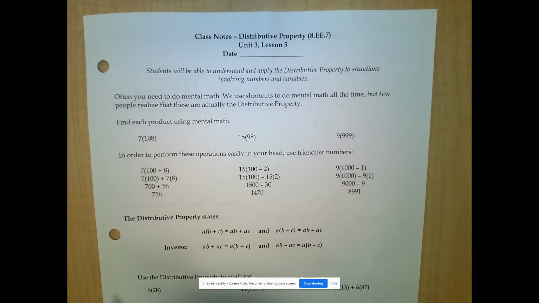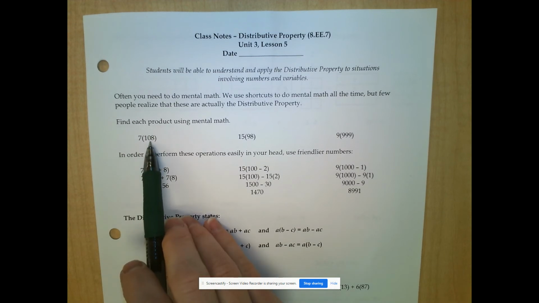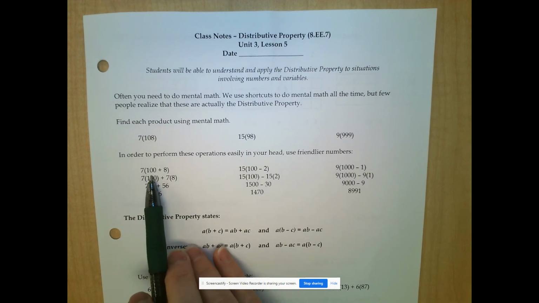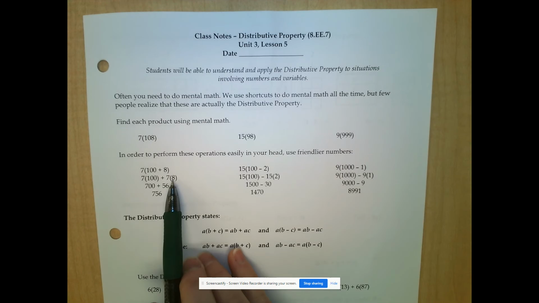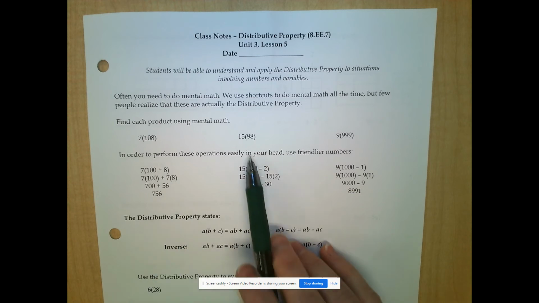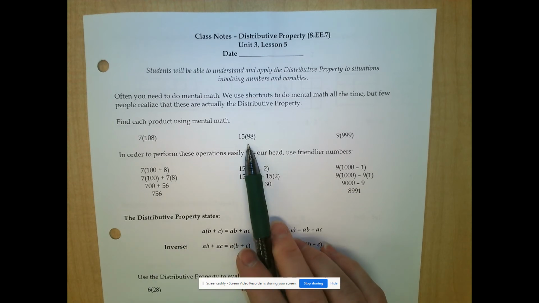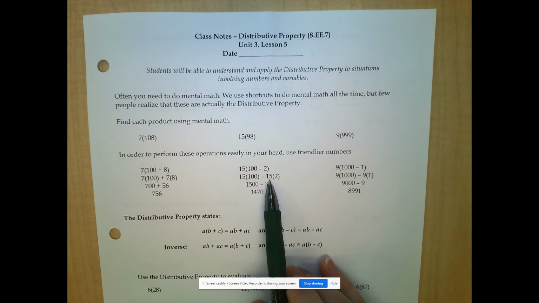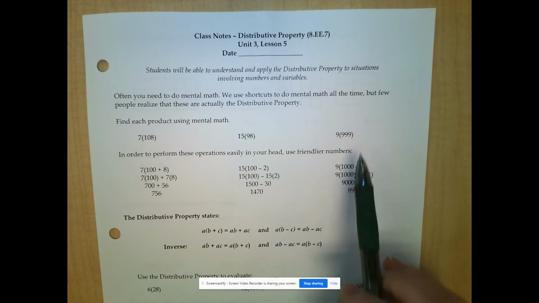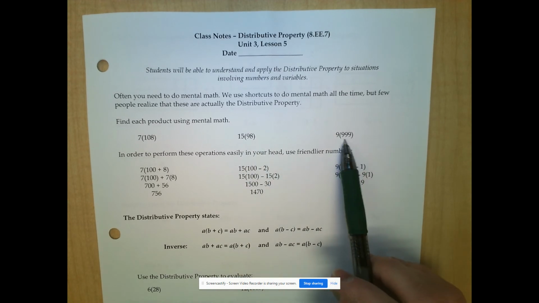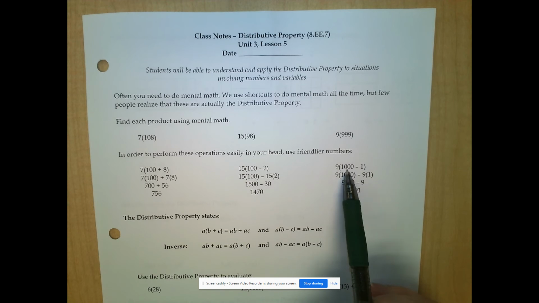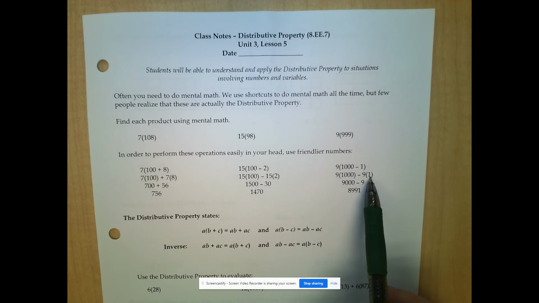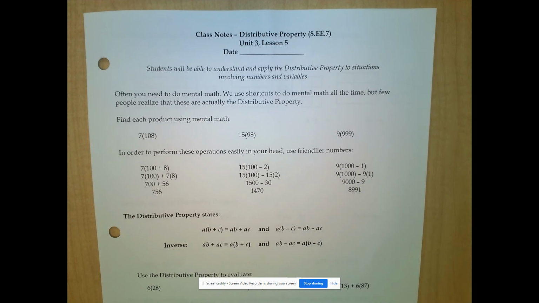So things that we can do mentally, instead of doing 7 times 108, we often do 7 times 100, and then we add in 7 times 8 and combine them. If you had something like 15 times 98, your parents will probably do 15 times 100 and then take away 15 times that extra 2. So 100 minus 2 is worth the same as 98. The last one, 9 times 999, no one does this in their head. They do 9 times 1,000, and then they take away the extra 9 times 1 because they bumped it up by 1. This is the distributive property.